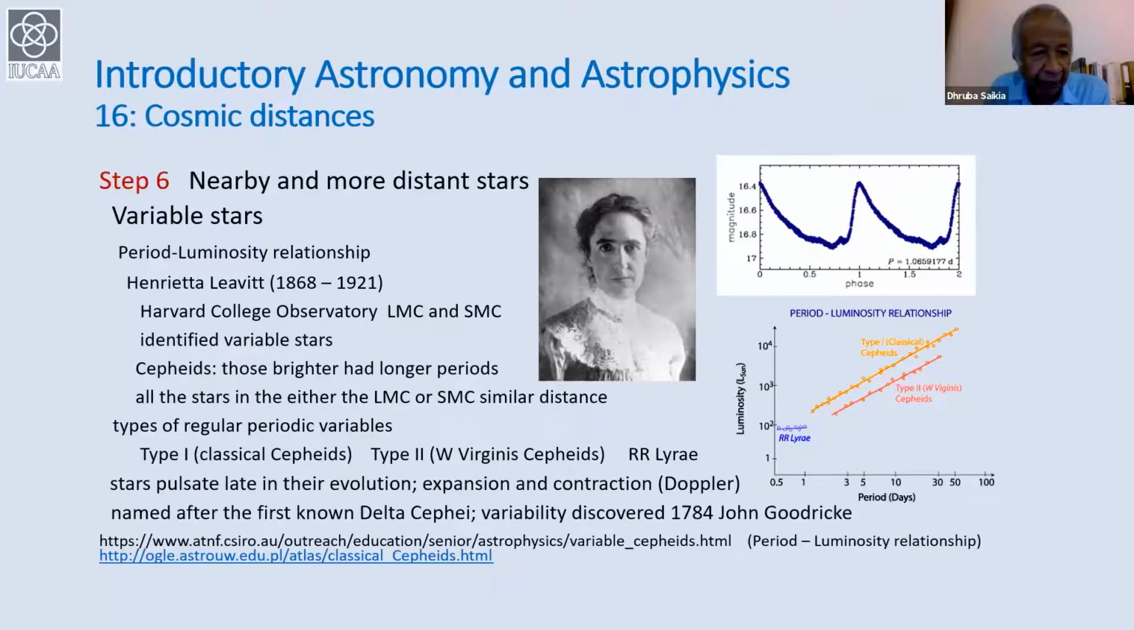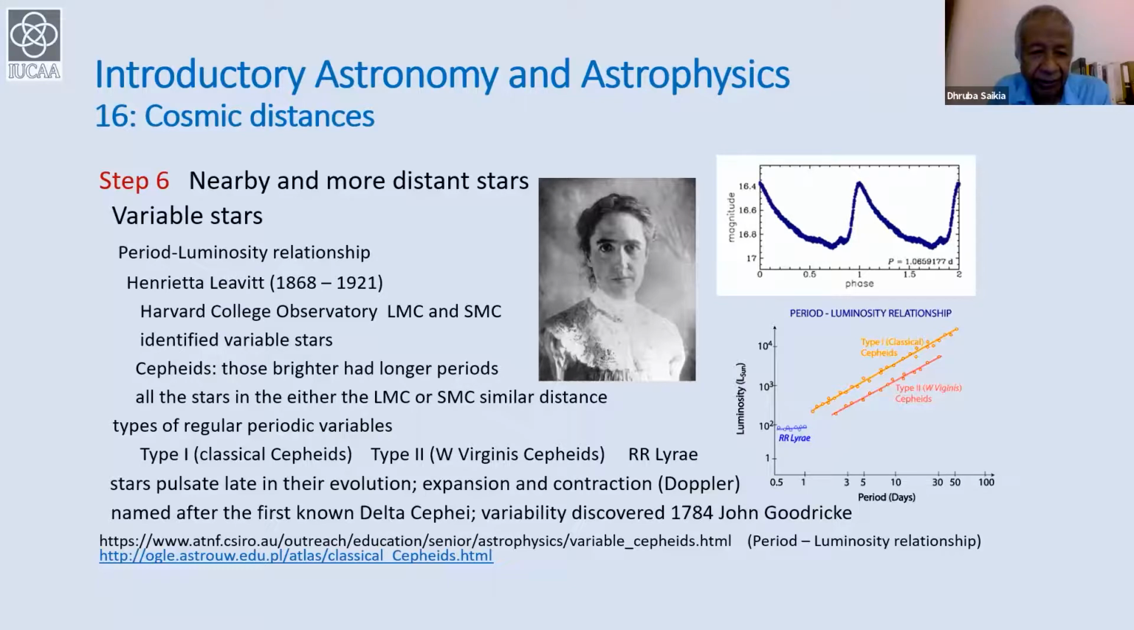The next major step, which I've called rung 6, comes from the period luminosity relationship. And this is again something which you've talked about, so I'm going to go through it rather rapidly. This was due to the pioneering efforts of Henrietta Leavitt, who was looking at stars in the Magellanic Clouds. And she found lots of variable stars, but a small fraction seemed to be regular variables and varied very periodically. And she noticed that those which were brighter had longer periods.